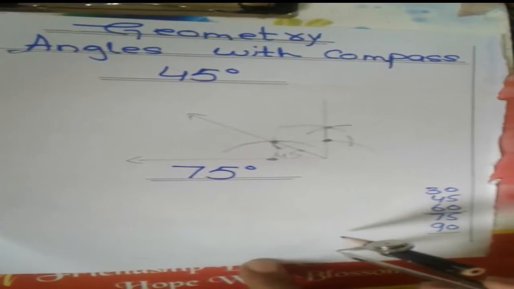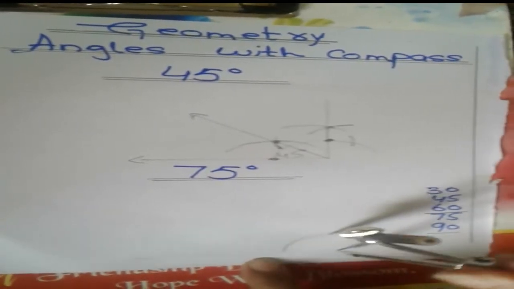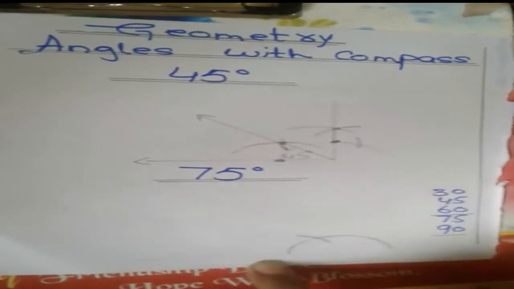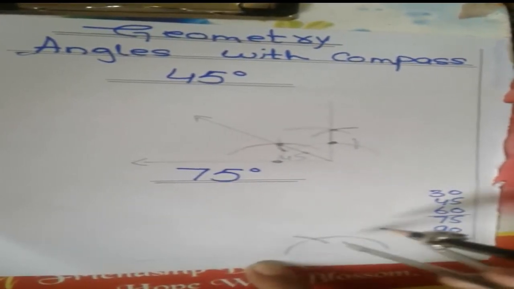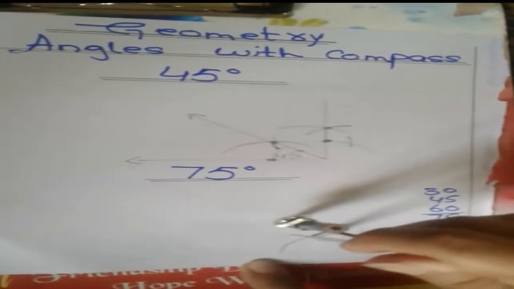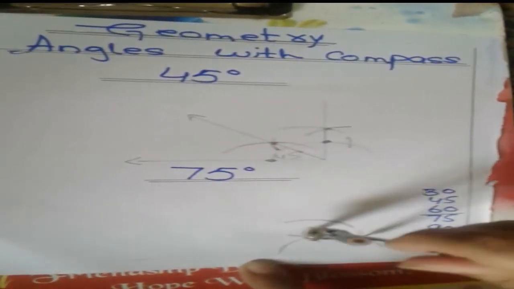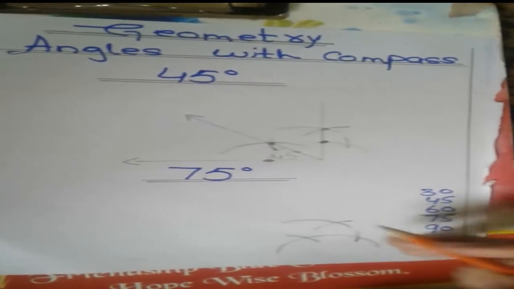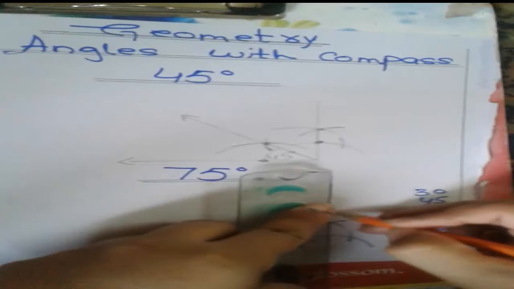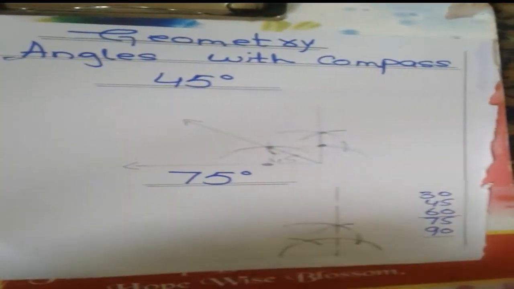So, first draw the angle of 60. Then, with the help of 60, draw the angle of 90. This is the angle of 90 degree. Join this point of intersection to this line. This is the angle of 90.